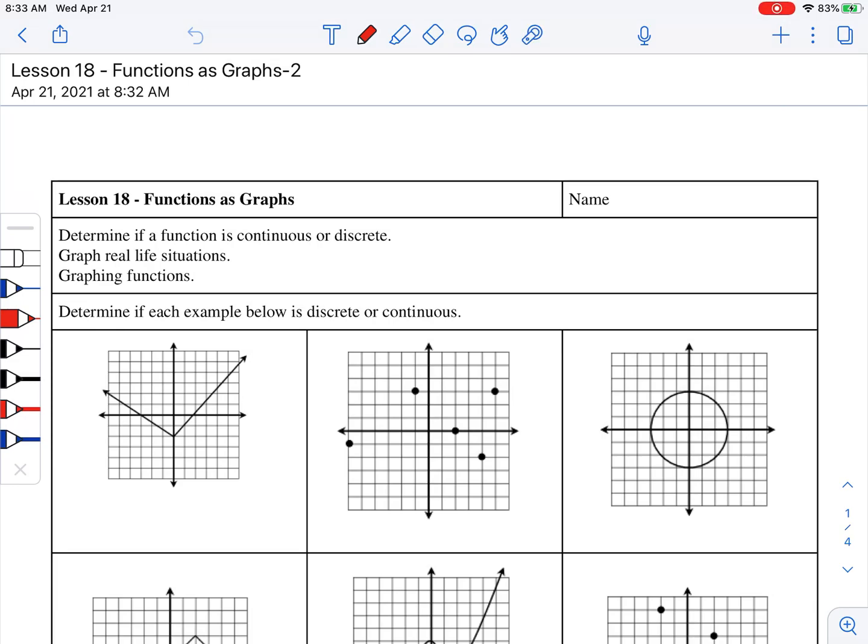So here's more about functions. We're looking at functions as graphs. We're going to talk about continuity and discrete. Okay, so a graph that's continuous basically means you could draw the line without lifting your pencil. Okay, whereas a graph that's discrete would not be the case.